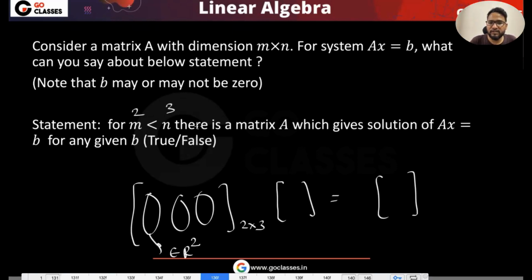So if this is 2, this is 3, there is a matrix A which gives the solution of Ax equal to B for any given B. These are the 3 columns. There is a matrix A. Can you have an A that always gives the solution?